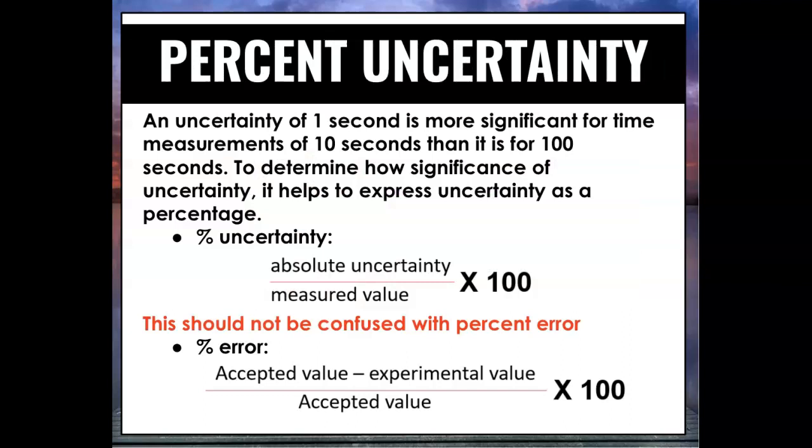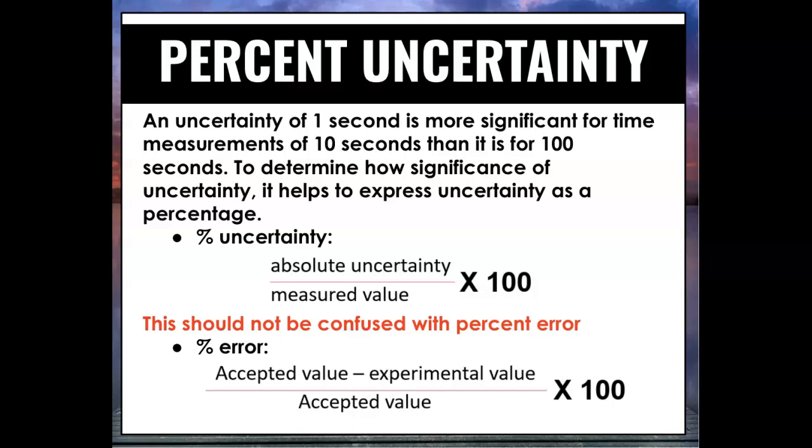All right, so you obviously just watched a video on how to calculate percent uncertainties and percent errors. So percent uncertainty: an uncertainty of 1 second is more significant in time measurements than 10 seconds, which is more significant than 100 seconds. So we need to determine how the significance of uncertainty can help us express uncertainty as a percentage. So the equation for percent uncertainty is your absolute uncertainty, which is that plus or minus value, divided by the measured value that you get, times 100.